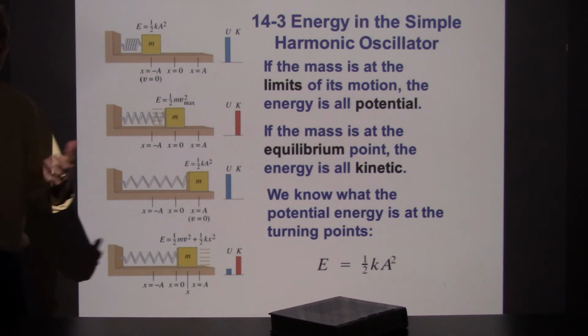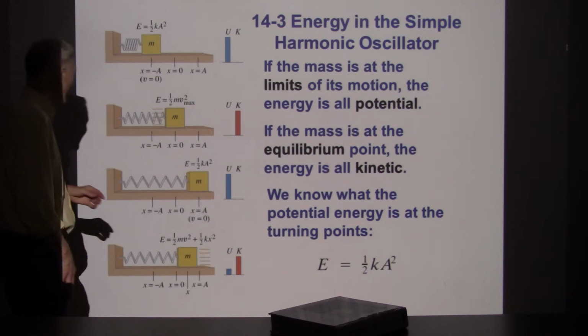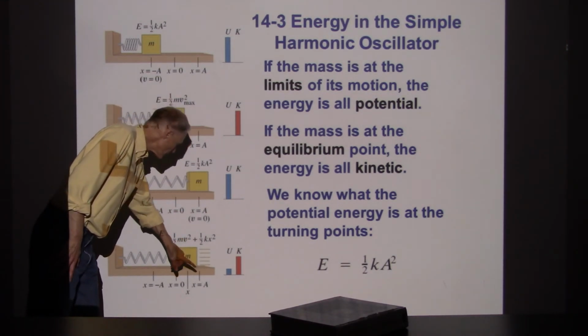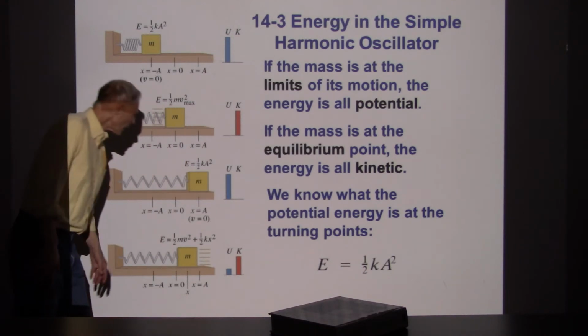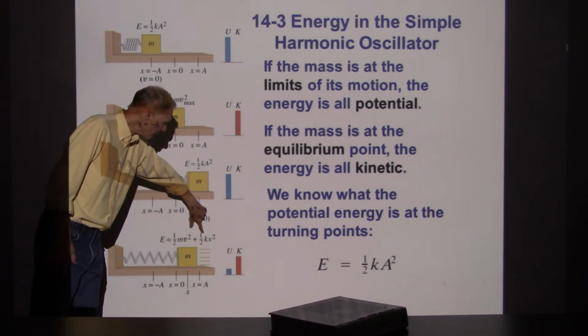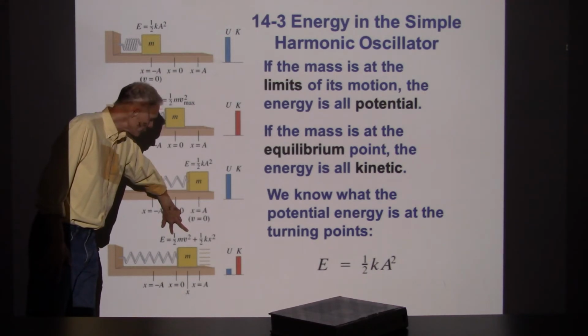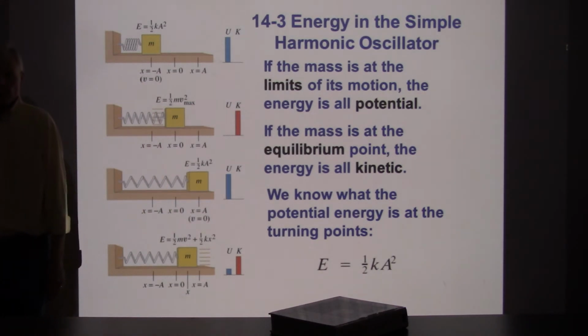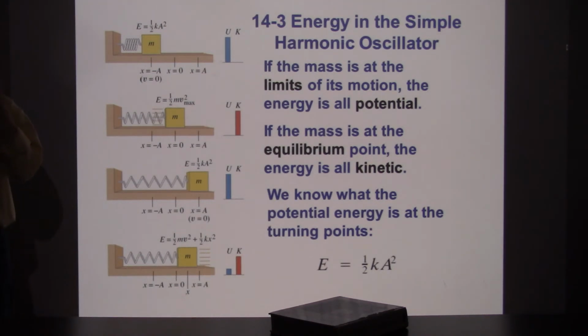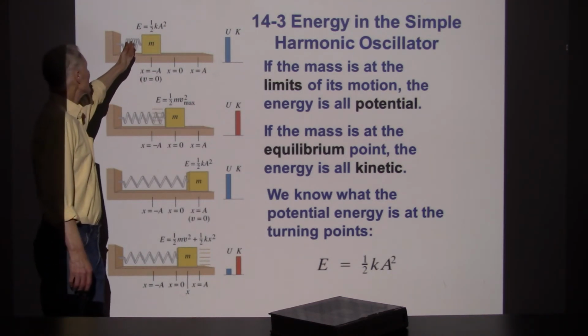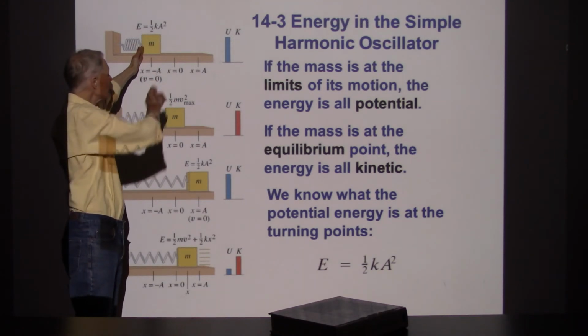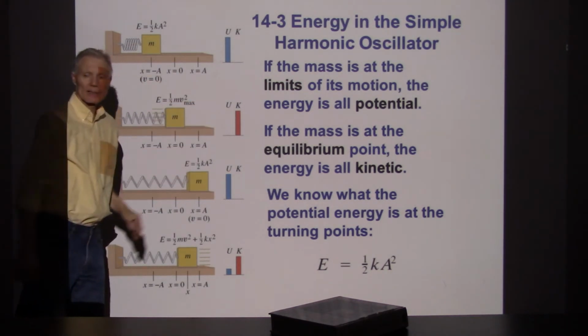Now in general, if we just pick some kind of a random location right there, the potential energy is going to be 1/2 kx squared, and the kinetic energy will be 1/2 mv squared. So most of the time, the energy is being shared. At very specific points, the energy is totally potential or totally kinetic.